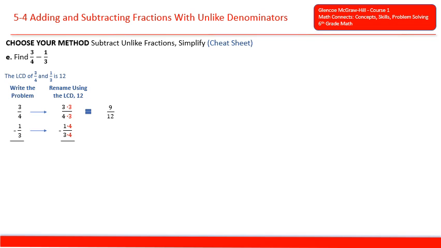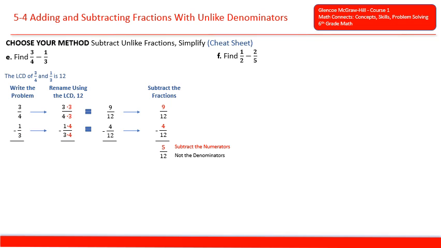Now, 3 times 3 is 9, 3 times 4 is 12, and 1 times 4 is 4, 3 times 4 is 12. So we now have a subtraction problem of 9/12 minus 4/12. We subtract 4 from 9, we get 5/12, and that's because we subtract the numerators, not the denominators.